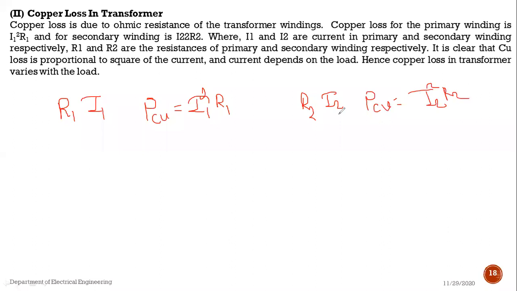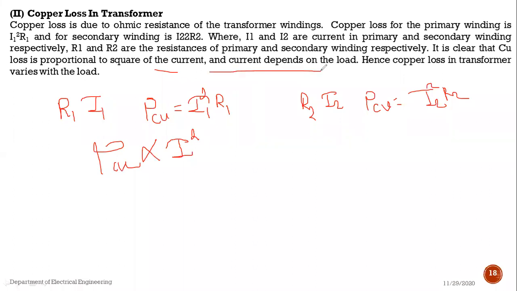See, these copper losses occur due to the currents I1 and I2, that is the current in the primary winding and the current in the secondary winding. Also, they depend upon the resistance of the primary winding and the secondary winding, that is R1 and R2. This loss depends upon the square of the current. That means copper loss PCU depends upon the square of the current, and the current depends upon the load.